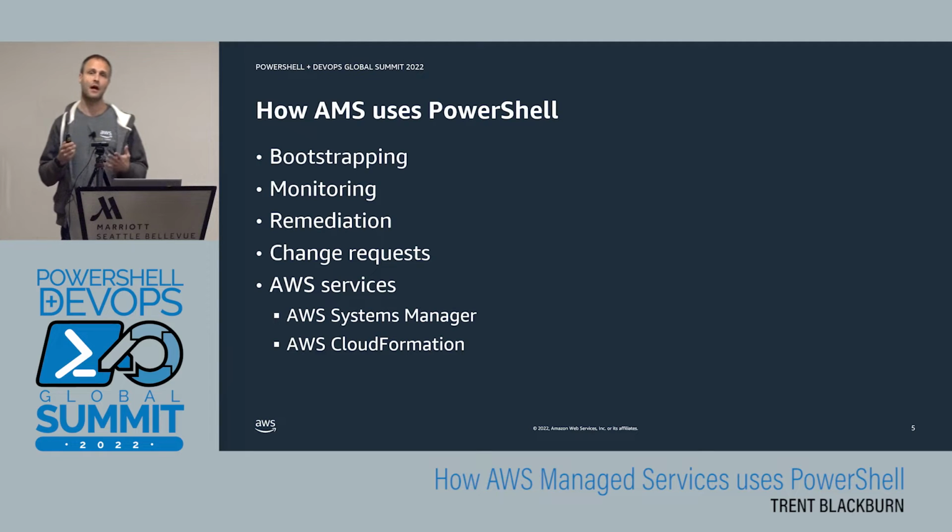And also we do a lot of work with change requests in general. AMS does that as well as change requests specific to Windows. So imagine trying to launch any sort of AWS infrastructure. We use PowerShell to configure that, and we use PowerShell where possible to have ongoing monitoring and different things like that. And the two big services that we use in AMS specific to PowerShell are Systems Manager and CloudFormation.